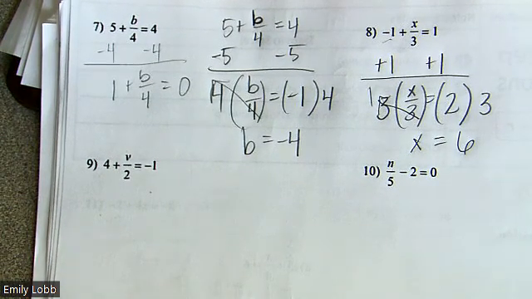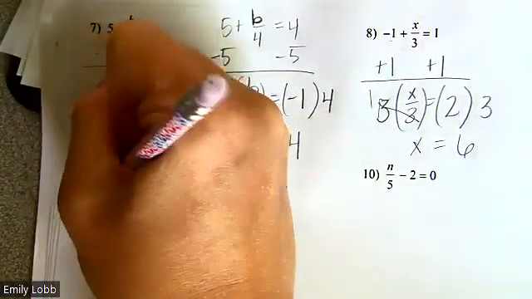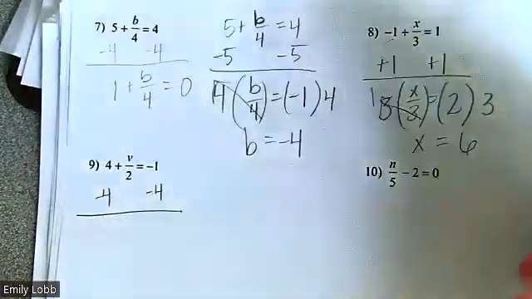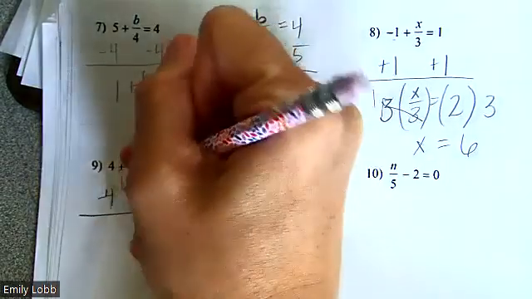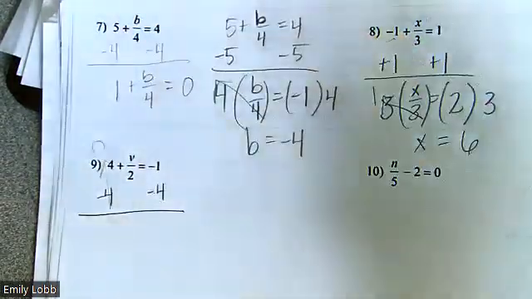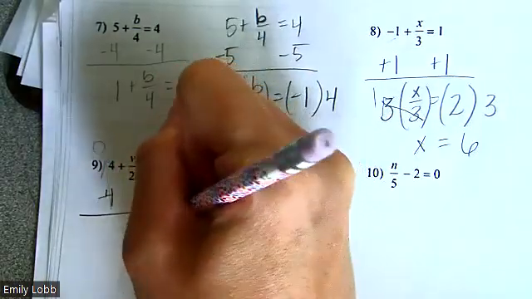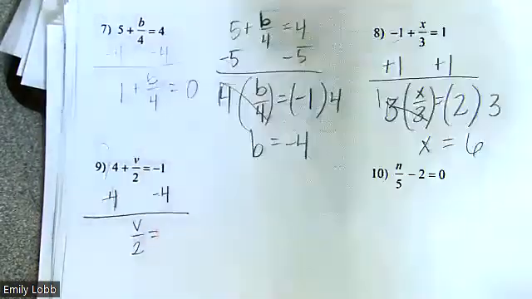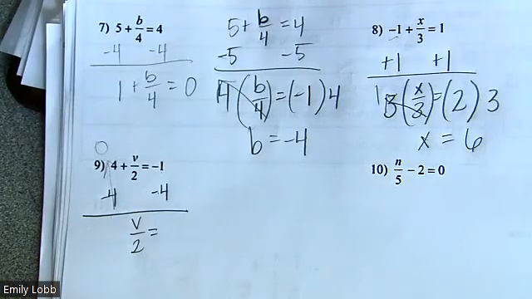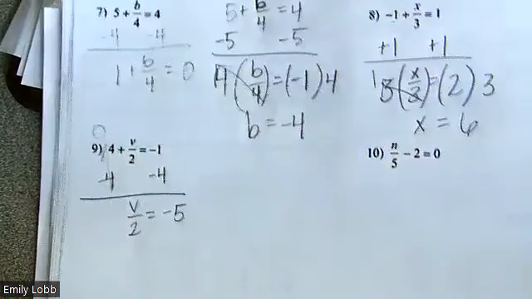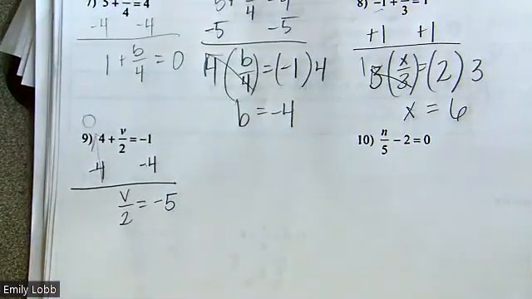What do I do here for number 9? How do I get rid of 4? What's the opposite of 4? -4, good. -4 minus 4. 4 minus 4 is 0. It's always important to check that you've done it properly. Bring down your v divided by 2. Bring down your equal sign. -1 minus 4. -5. Hopefully those skills are still sharp from the beginning of the year review.